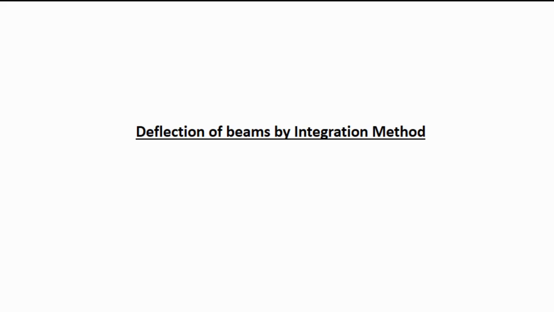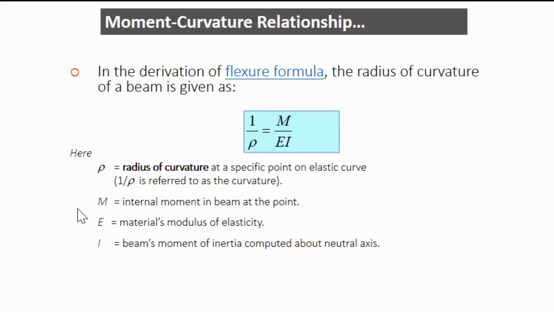After learning how to draw a bending moment diagram by parts, we learn how to calculate deflection of beams by the double integration method. To find the deflection of a beam by the double integration method, we need to develop a fundamental relationship between moment and curvature of the beam. This is called the moment-curvature relationship.